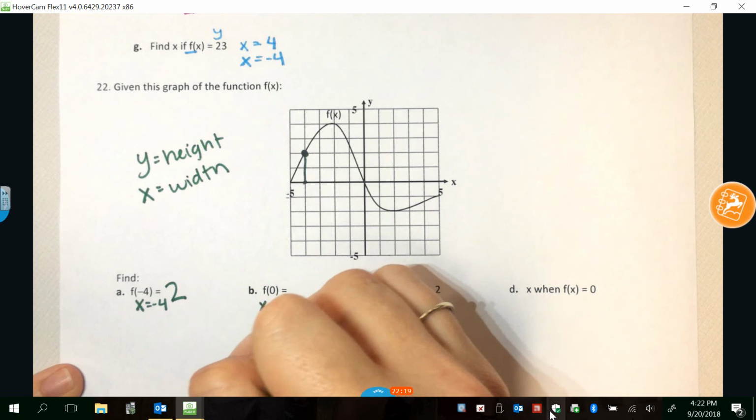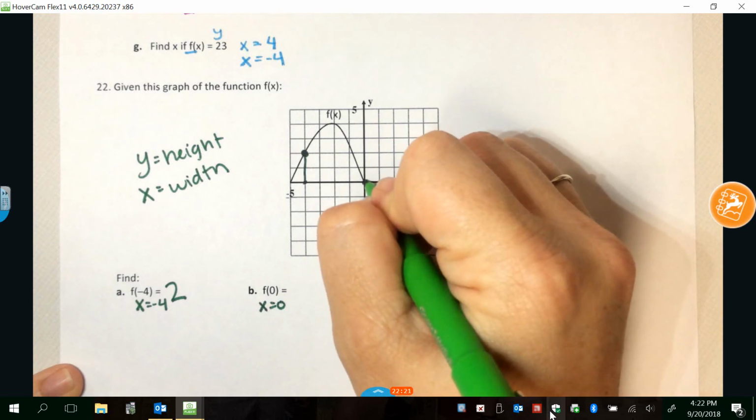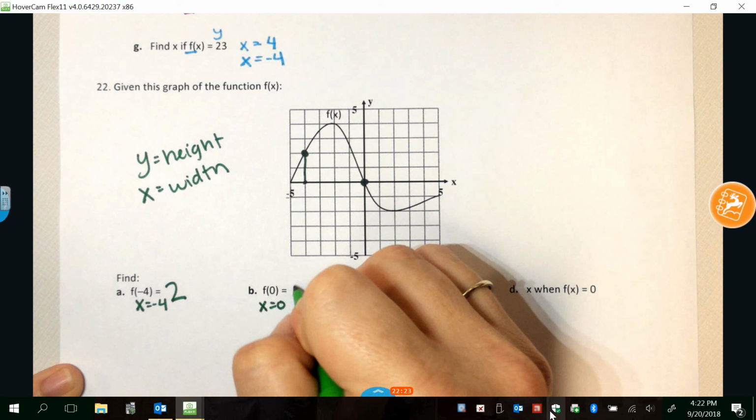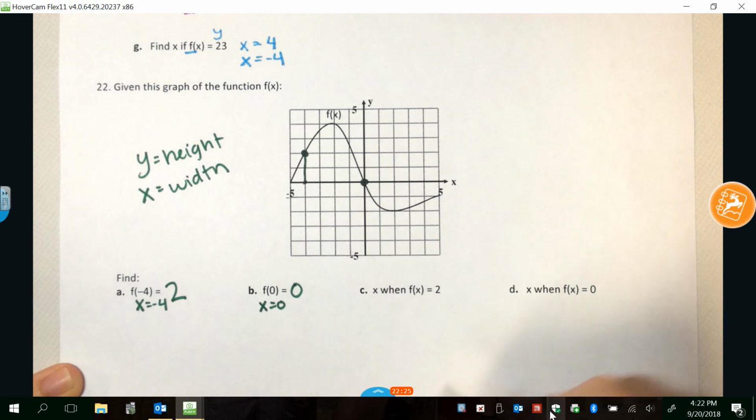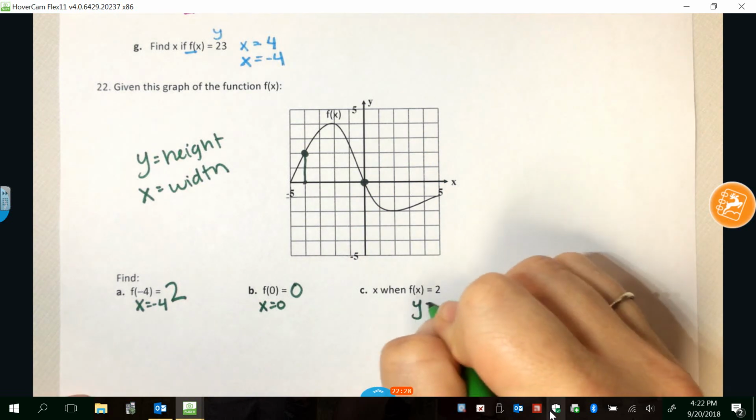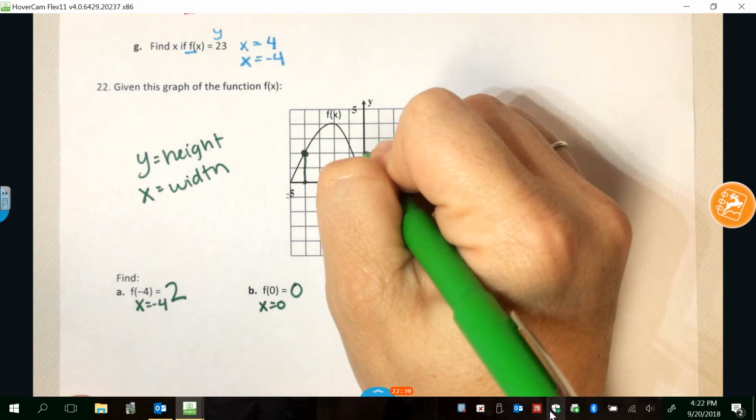Here gives me x equals 0. X equals 0 here, and it's a height of 0 also. So this is just 0, 0. Now it tells me where y equals 2. So y equals 2 here.